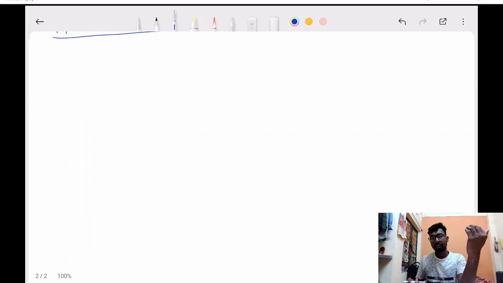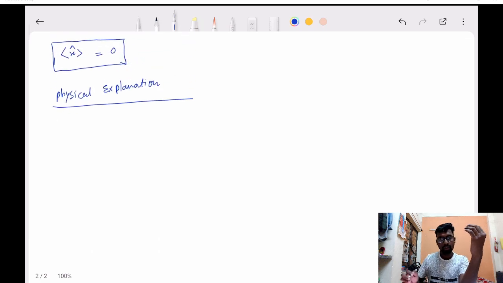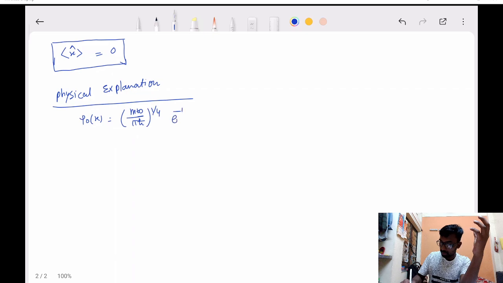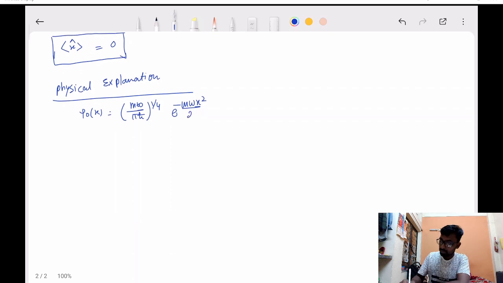We know the ground state eigenfunction is of Gaussian form, right? This is equal to (m omega upon pi h cut) to the power 1 by 4, times e to the power minus m omega x square upon 2 h cut. This is a Gaussian function, and x goes from minus infinity to plus infinity.